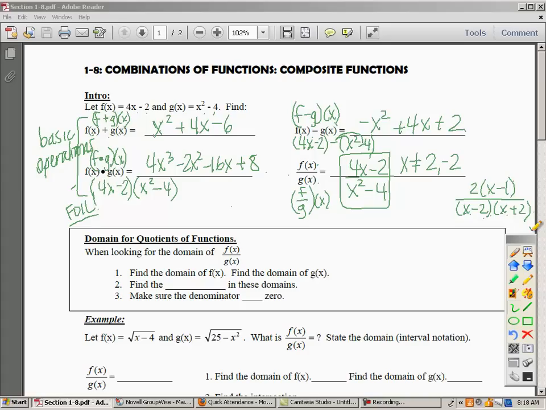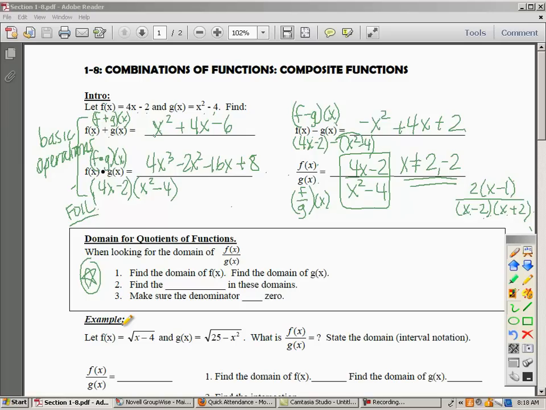And so anytime you're doing division, please also make sure that you put the restrictions in there as well. Okay, and that's kind of what we're looking for here in this domain idea. And I'm going to walk you through actually finding the domain in the next example.